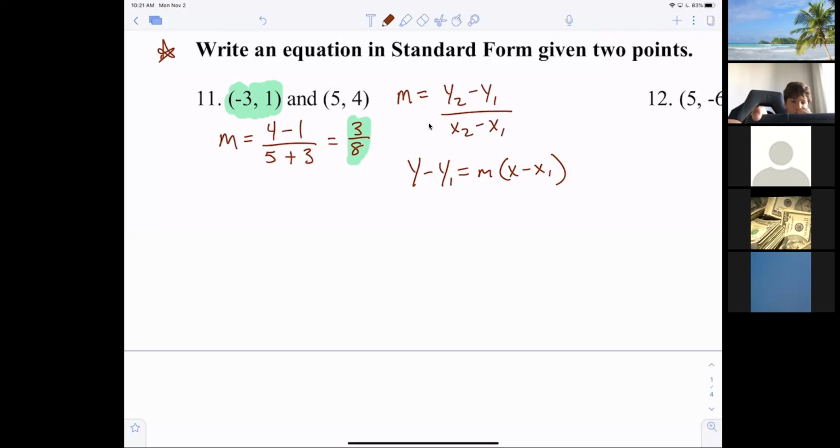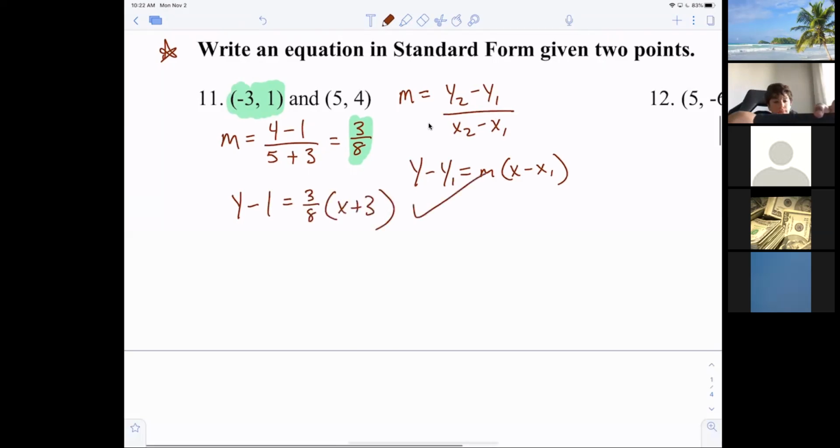Here we go. Y minus 1 equals 3/8 times x plus 3. Most of you did a good job on the test. That wasn't bad. What, Jack? The answer piece attached to this. The answer piece is now. Exactly. I want you to check your work. Thank you.